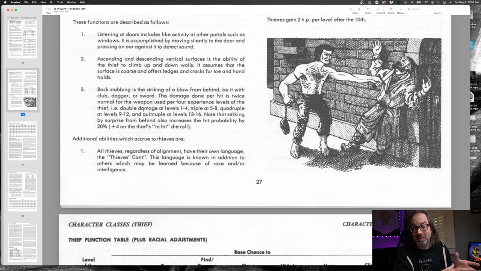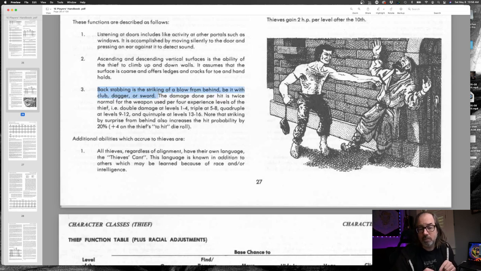Okay, so now we're up to AD&D, right? We'll get to BX in a second, but this is AD&D. This is the granddaddy, right? What does Gygax say about the backstab? Because he actually calls it the backstab at this point. It's not been called backstab to this point. Backstabbing is the striking of a blow from behind, be it with a club, dagger, or sword.